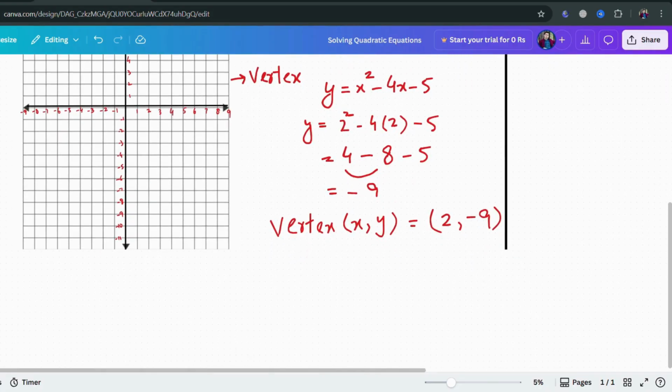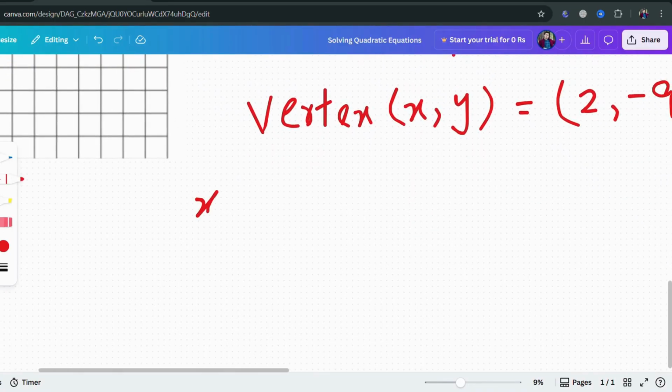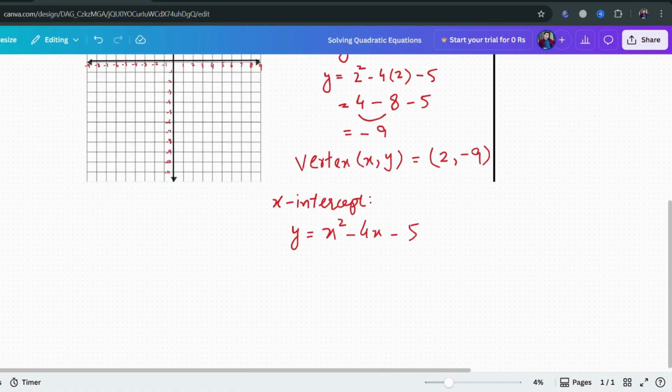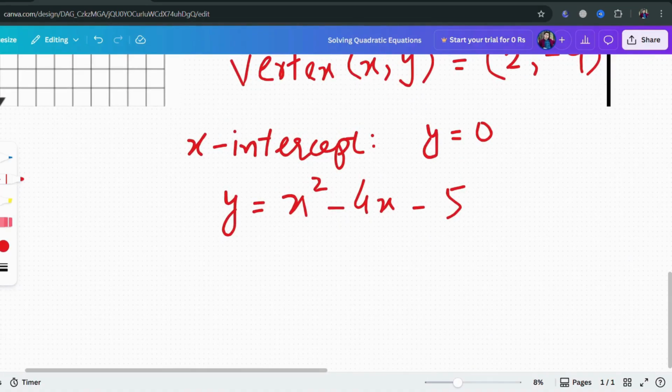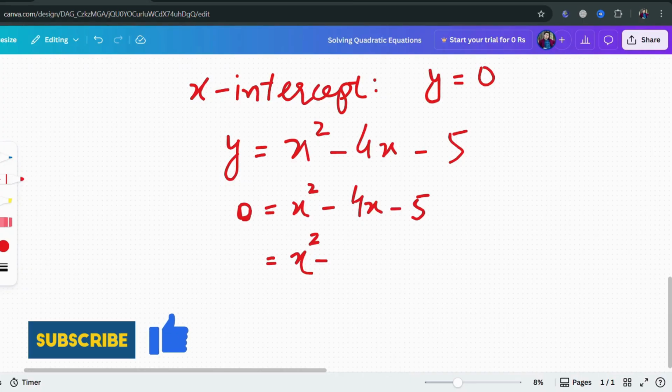Now after that, the next thing that we need to find out is the x-intercept and y-intercept. First of all, I will try to find the x-intercept. This is the equation that we have. Whenever we are trying to find the x-intercept, y is always 0. So we will put 0 equals x squared minus 4x minus 5. We will factorize this part. I've already uploaded a video about factorization, so I will provide the link as well. If you want to learn how to factorize, you can go there and watch it.